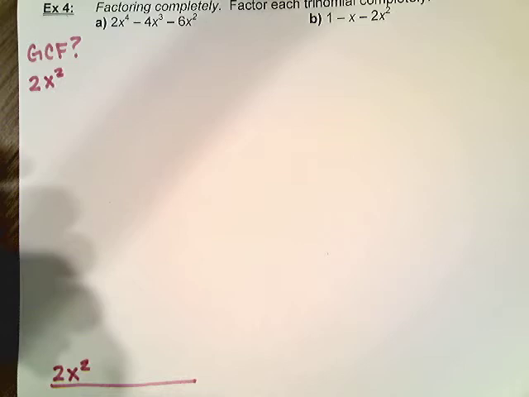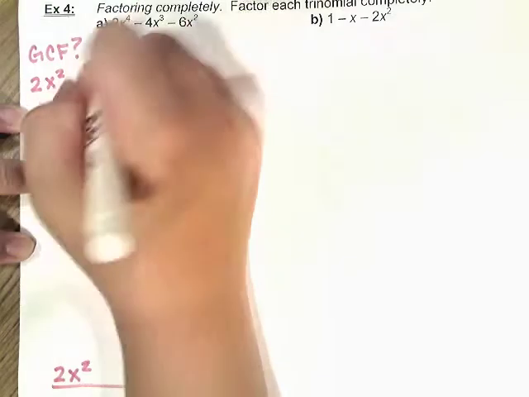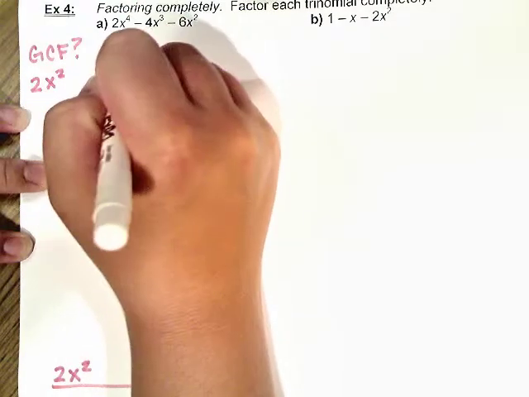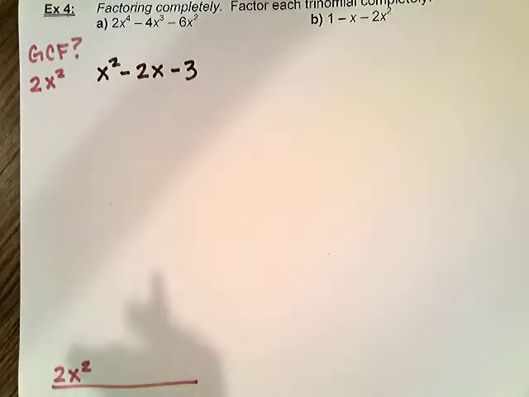2x squared. What's left over when we factor that out? X squared minus 2x minus 3, something that's so small. Now, the reason that we factor out the GCF at the beginning is because this gives us smaller numbers to work with, and smaller numbers are always easier to work with.